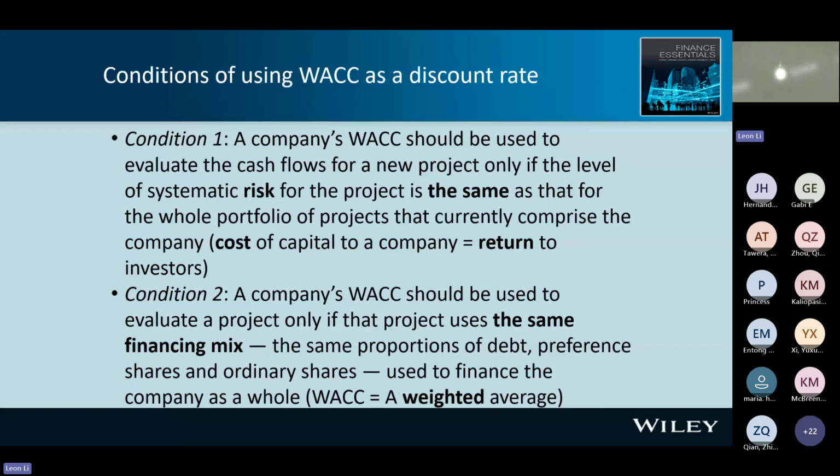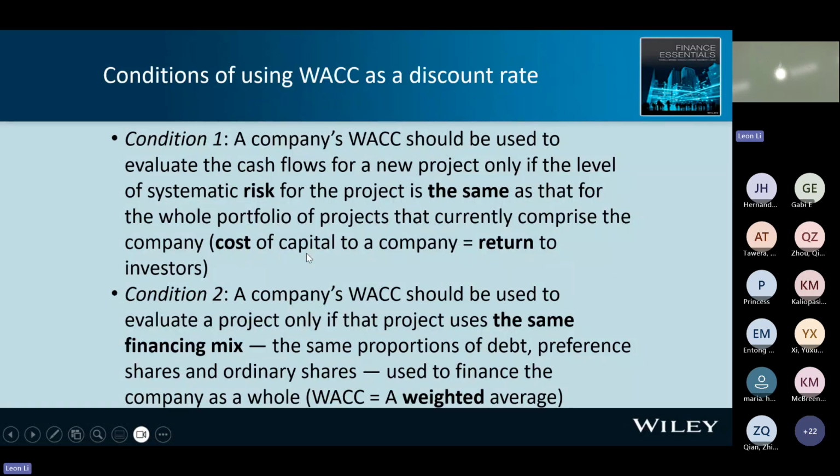So conditions of using WACC as a discount rate. We have 2 conditions. Condition 1, a company WACC should be used to calculate the cash flow for a new project. I'd like to address this word, new project. Only if the level of systematic risk for the project is the same as that for the whole portfolio of projects that the current company currently comprises. All right. So again, I'd like to address this point.